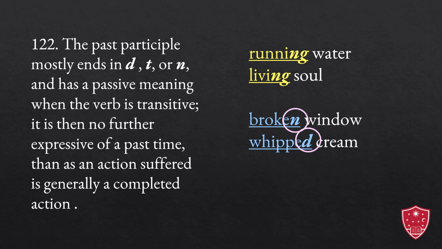The rule then goes on to say, it is then no further expressive of a past time than as an action suffered is generally a completed action. What that's simply saying is, when we look at the phrase broken window, it has the idea that the window has been broken. The window is presently broken, but the participle expresses an action that has been completed. The cream is whipped. The cream has been whipped. So these past participles, when the verb is transitive, express an action that is suffered by the object and is a completed action.